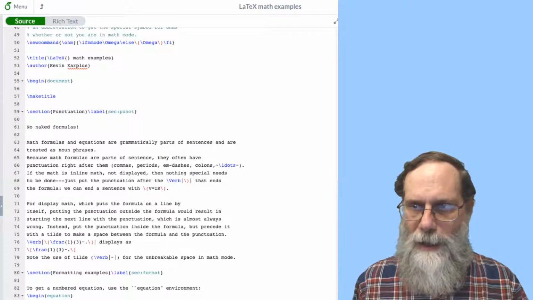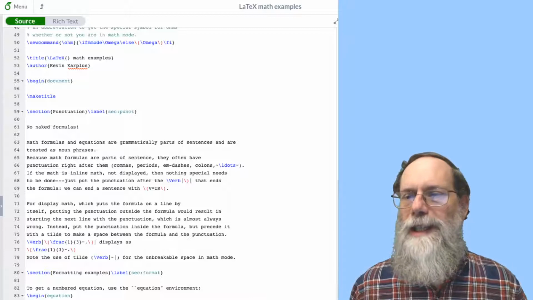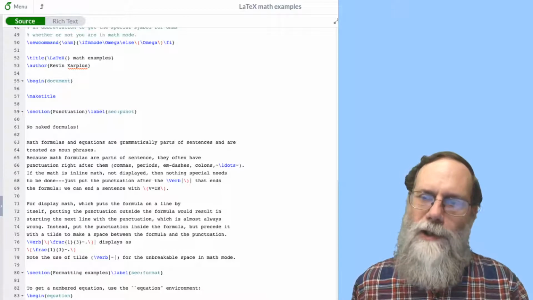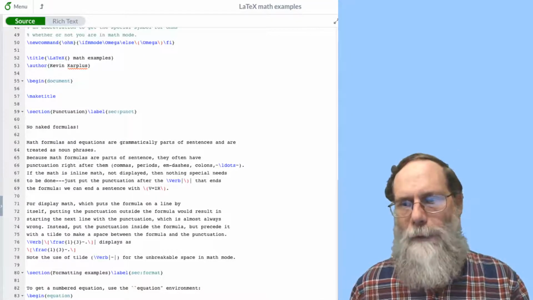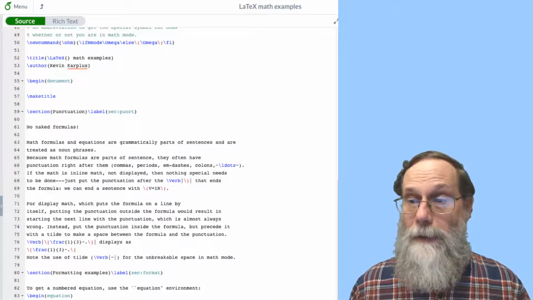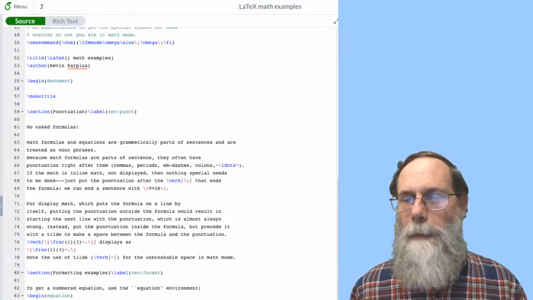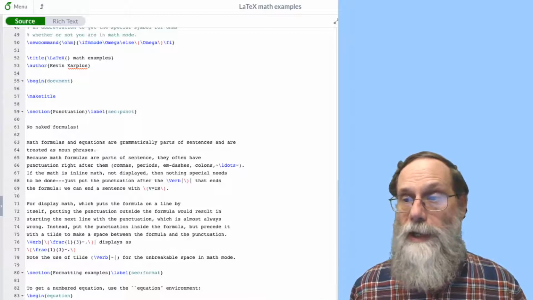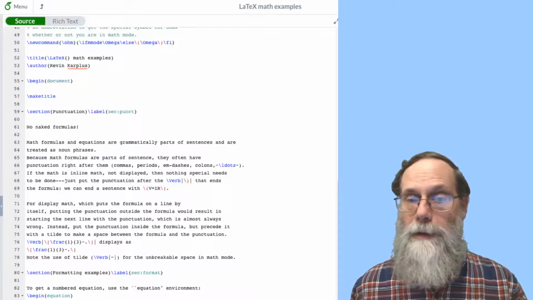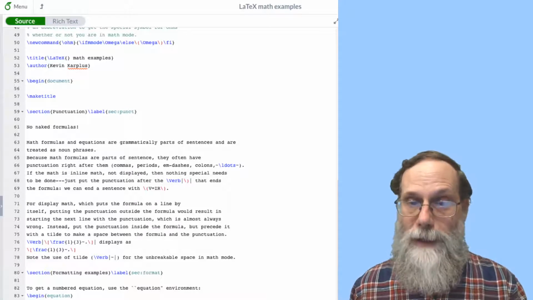But if we do that with display math, the stuff that's displayed is put on a line by itself, and the punctuation would end up at the beginning of the next line, which looks awful. Punctuation needs to go with the thing before it, not with the thing after it. So what we do for display math is we stick the punctuation inside the formula. And generally we do that by putting a tilde, which is the standard unbreakable space in LaTeX, and then the punctuation symbol, the period, the comma, whatever it is, right at the end of the formula. And that's only for displayed math, not for inline math.